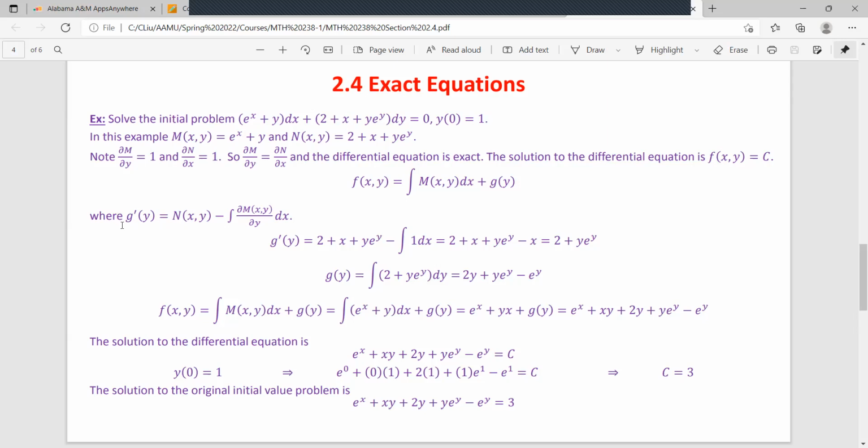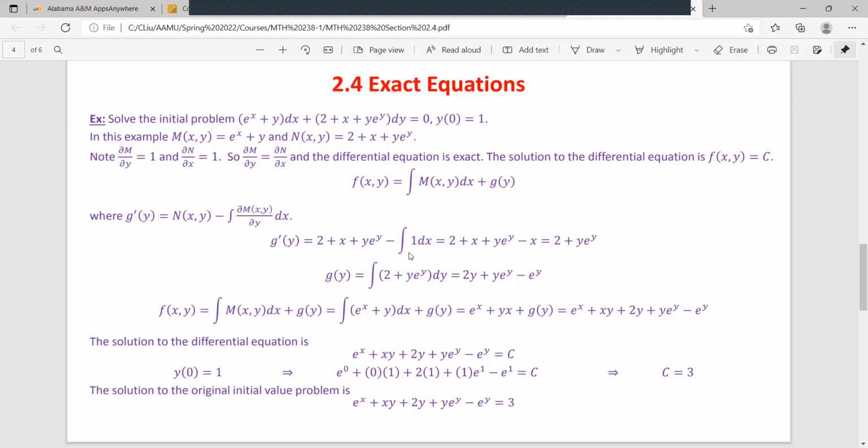So first, we use this g prime of y equal to N minus the integral of partial M partial y dx. So N is just 2 plus x plus y e to the y, as we identified. And partial M partial y is just 1. We already did it. So basically, you just integrate the 1 with respect to x. Okay, remember?